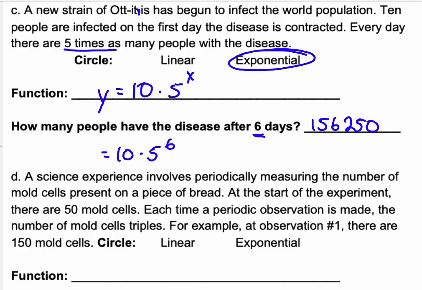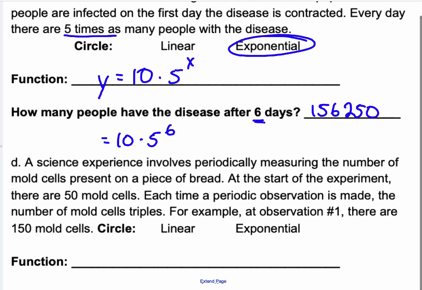All right, D, a science experiment involves periodically measuring the number of mold cells present on a piece of bread. At the start of the experiment, there are 50 mold cells. Each time a periodic observation is made, the number of mold cells triples. For an example, at observation 1, there were 150 mold cells.